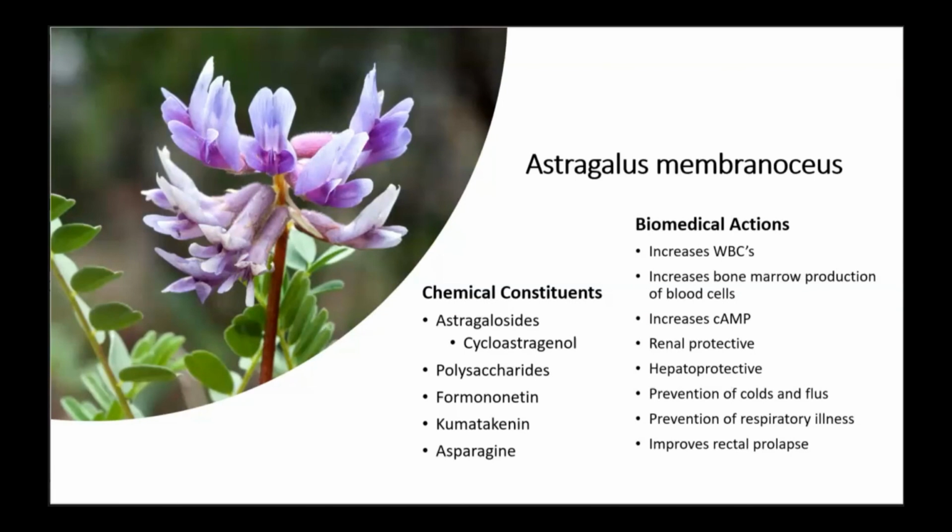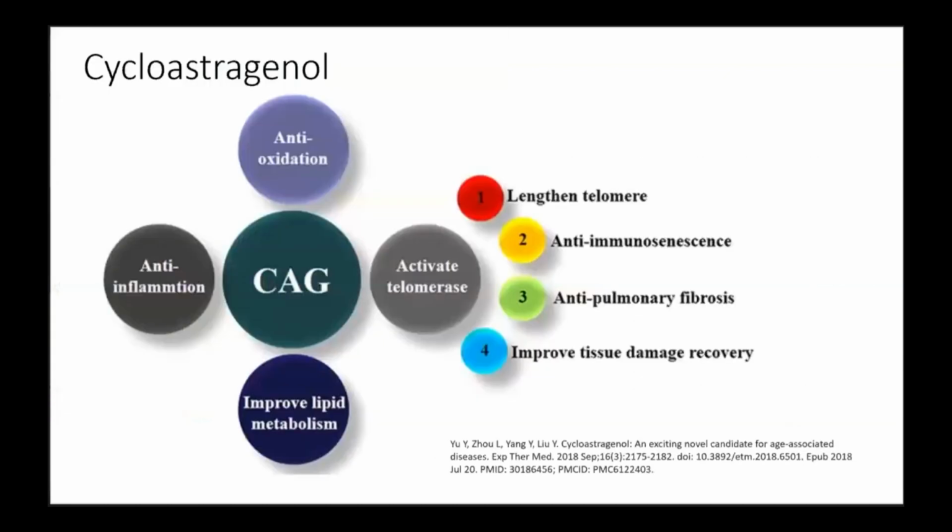But the astragalus part of it is that white blood cell part, increases the erythropoietin, protects the kidneys, the liver, prevents colds and flus, improves rectal prolapse, right? Prolapsed organs, that's that spleen deficiency.